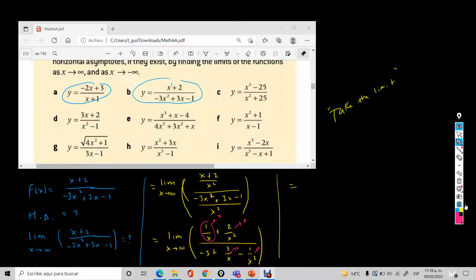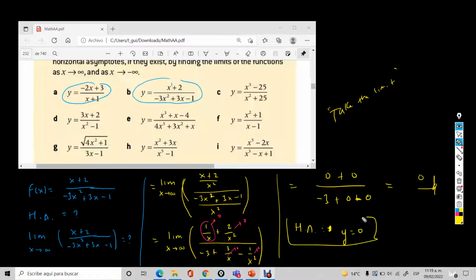So as you can see, guys, when we take the limit, we have the following. The limit as x approaches infinity of all of this stuff will be 0 plus 0 over minus 3 plus 0 minus 0, which in the end is 0, right? So that's it. This is your answer. This is your horizontal asymptote: y equals 0. This is the horizontal asymptote of this one.